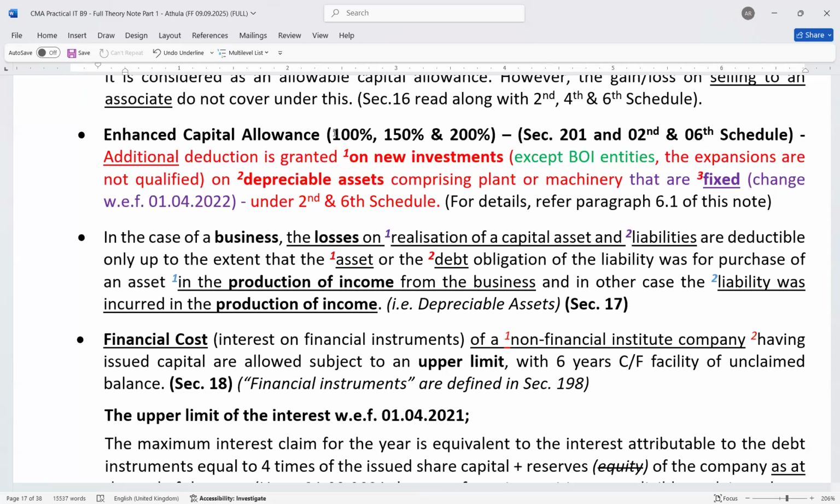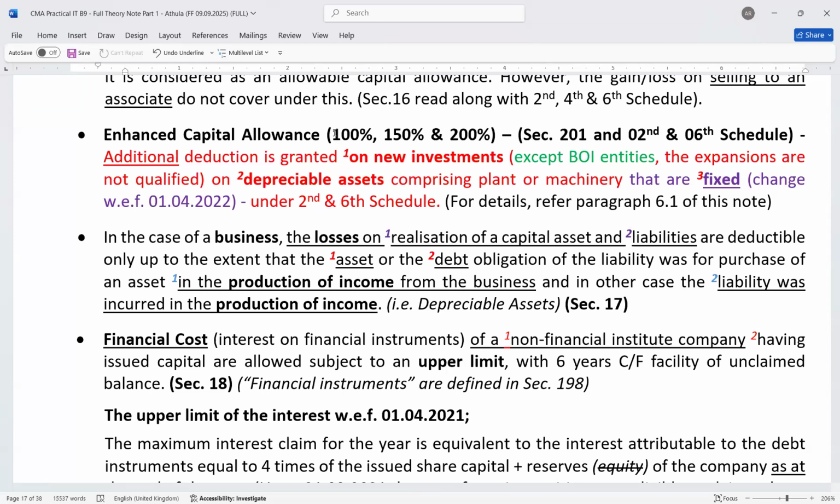Financial cost. I think for most of the people, this is a big headache nowadays, right? Now, IRD is raising so many assessments on this finance cost issue. On this finance cost issue, IRD is regularly raising lot of assessments. Therefore, we better think about this.